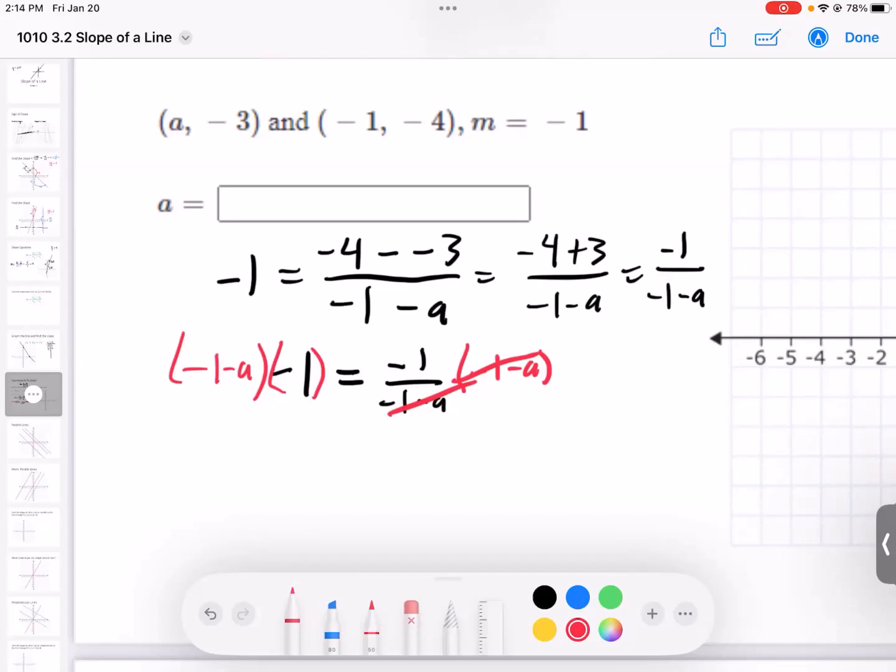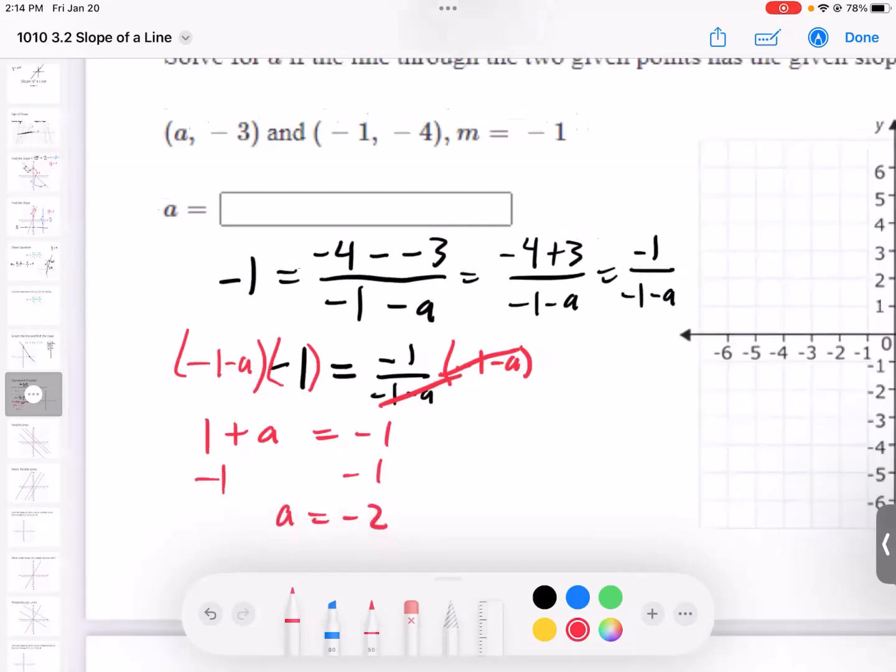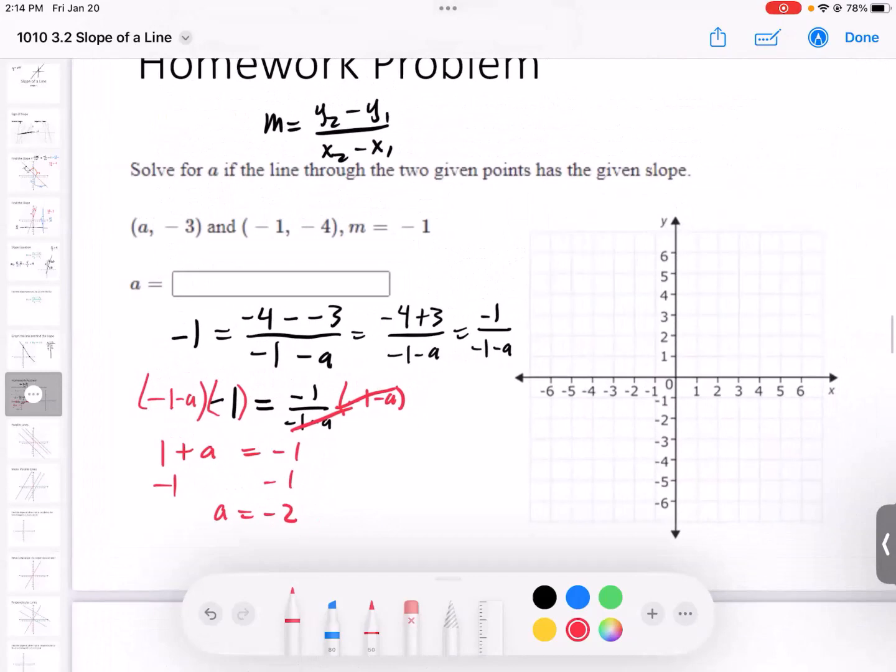So -1 times 1 is 1, -1 times -a is positive a. And so I get 1 plus a equals -1. If I subtract 1 from both sides, that would tell me that a equals -2. And if I wanted to, I could graph this. So my solution basically tells me that this number should be a -2.